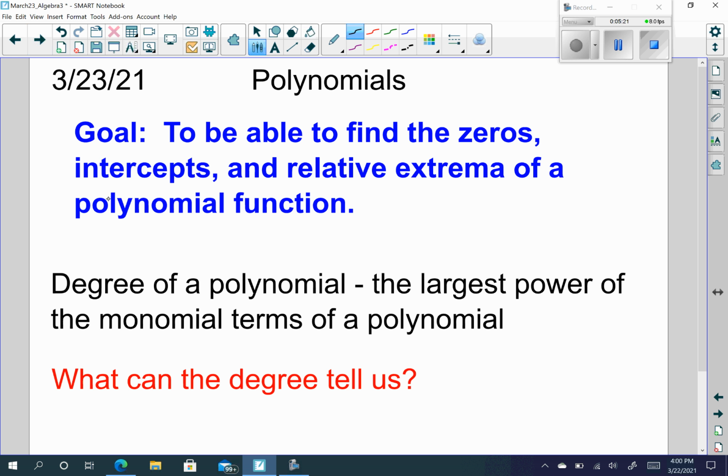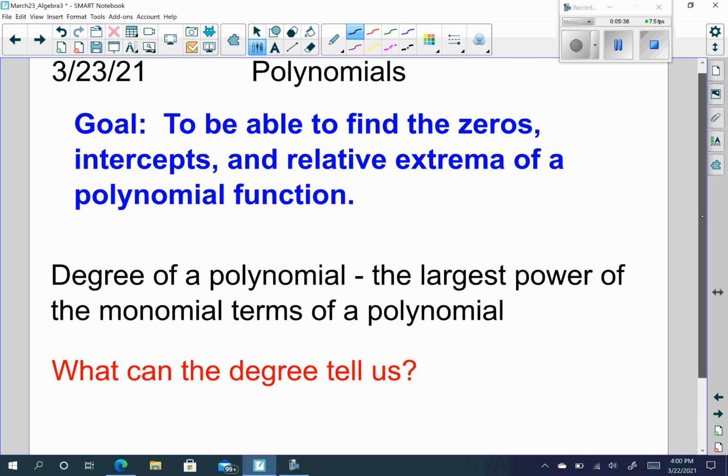We could also be asked to find the y-intercept. And then relative extrema. So this was like that number 18 last week I had you guys working on. Please make sure you have a graphing calculator or Desmos to use with these problems.